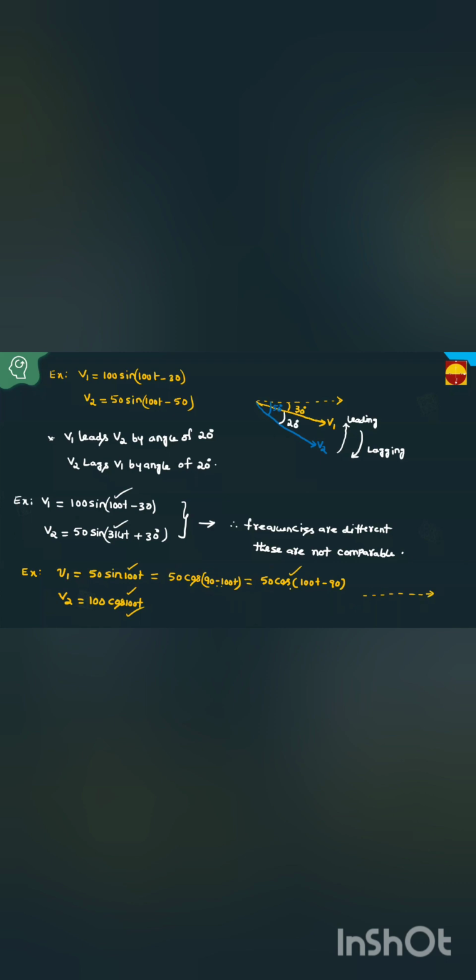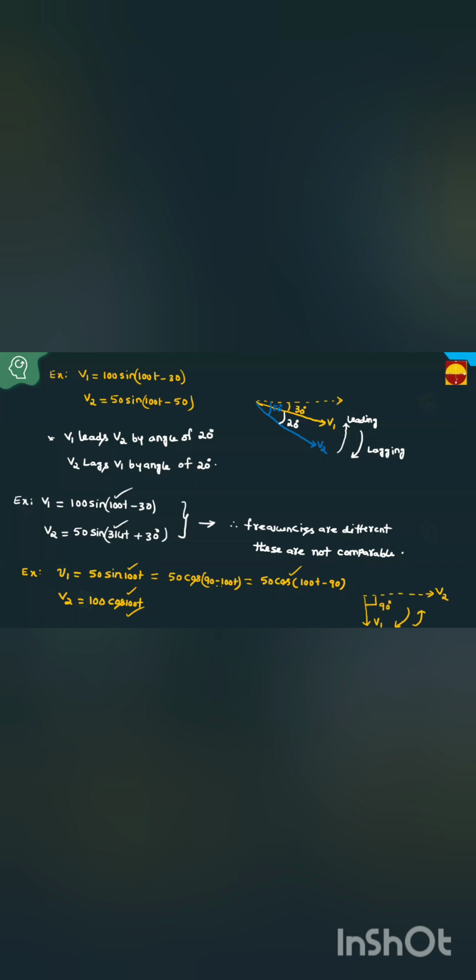This is the reference, this is V1, and V2 is this one. In fact, this is the reference at 0 degrees, and V1 is 90 degrees. Then what is your answer? If you measure in this direction, it is lagging. In this direction, it is leading. V2 leads V1, or V1 lags V2.